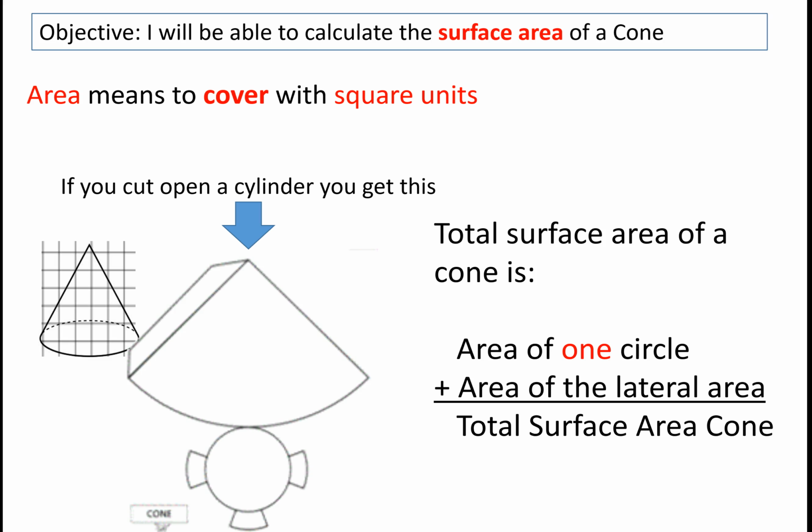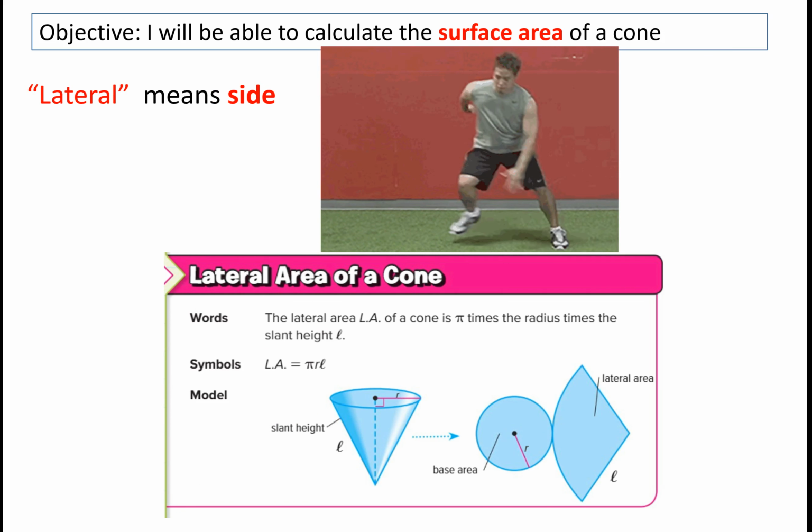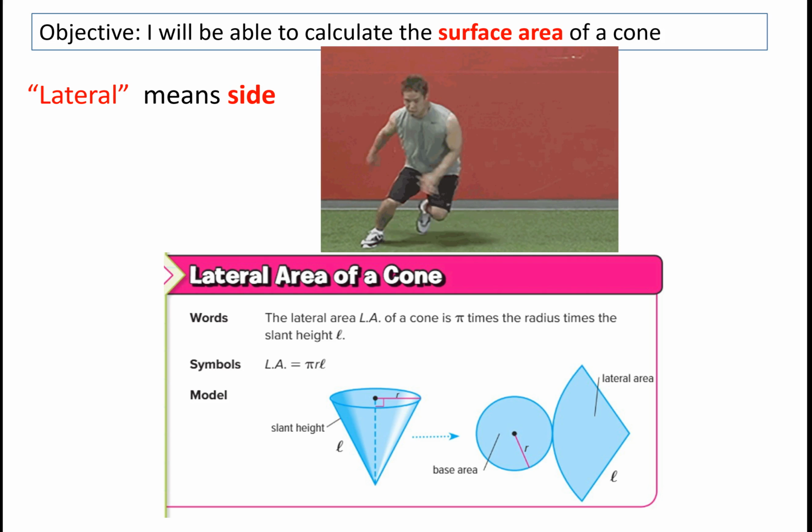So the total surface area of a cone is the area of the circle, which we know is pi r squared. And then we have what we call the lateral area. We just call it the lateral area. And we put the circle and the lateral area together, and we have the total surface area of the cone. So what does lateral mean? Lateral means side. So if you play sports, when you go side to side, you're moving laterally.